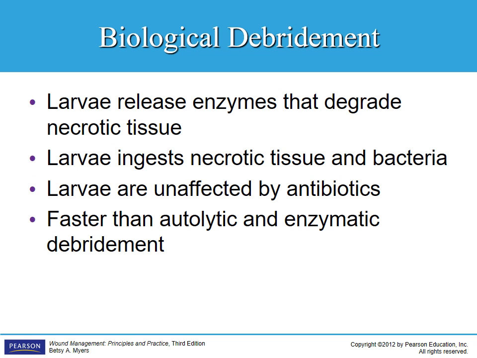So the larvae release enzymes that degrade necrotic tissue. They then ingest the necrotic tissue and the bacteria. They are unaffected by antibiotics. They're faster than autolytic and enzymatic debriders. They are just really efficient little critters, and they just eat that necrotic tissue like there's no tomorrow.